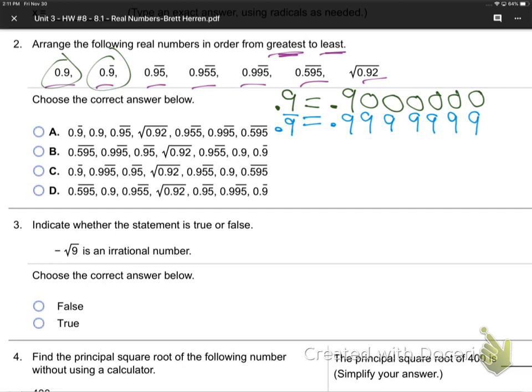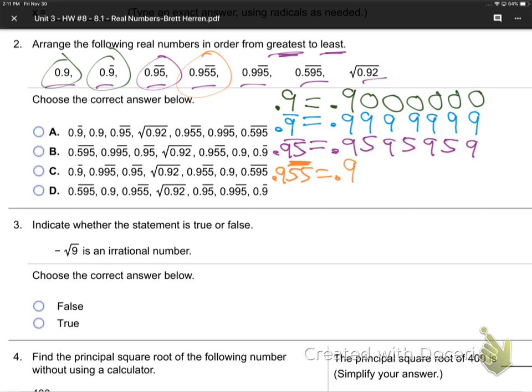Yeah. And then next comes the 0.95 bar. So that's just going to repeat the 95. I don't know how far to go. I just sort of went a few places. Next one, 0.955. The bar's only on the 5s this time. You see this one? The bar's only on the 5s. So only the 5s are going to repeat. So 0.9, and then the 5s repeat.